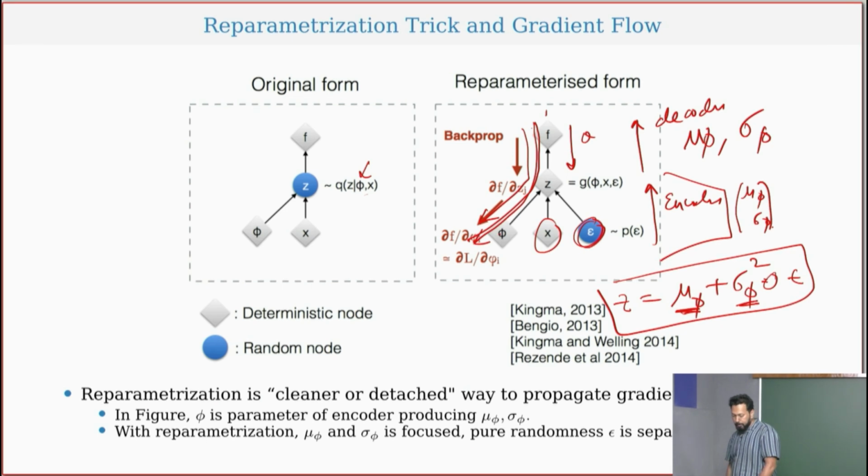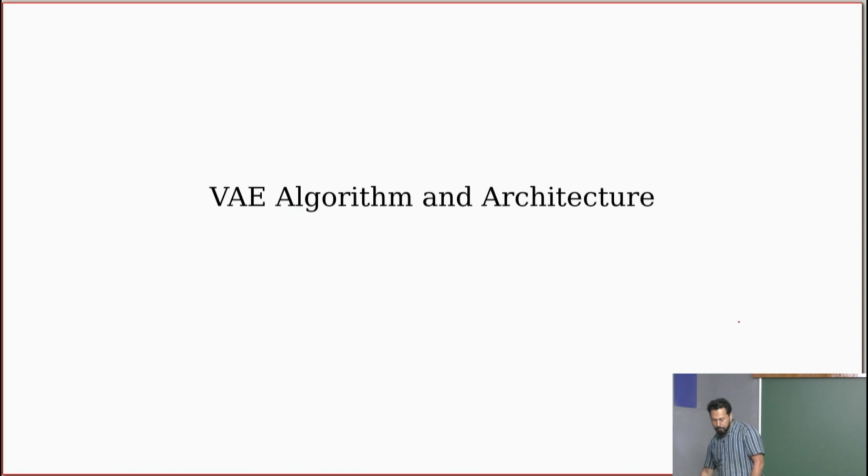There are various arguments saying that otherwise you are going through a random node, whereas now your random node is kept separate. So this is a view. Of course, we know that any normal distribution can be written in terms of the standard normal distribution anyway. So from a practical point of view, this gives clarity on how the gradient flows.